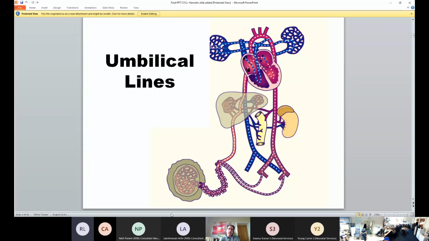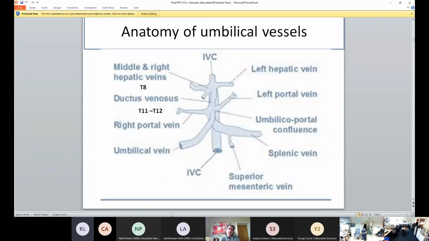So we'll start with the umbilical lines. A little bit of anatomy about the umbilical vessels. So start with the umbilical vein. This is the umbilical vein here. As we can see, it starts from the umbilicus. It's a short vein, between 2 to 3 centimeters. And on the way from the umbilicus to the inferior vena cava, there are 2 crossroads or 2 roundabouts, whatever you call it.